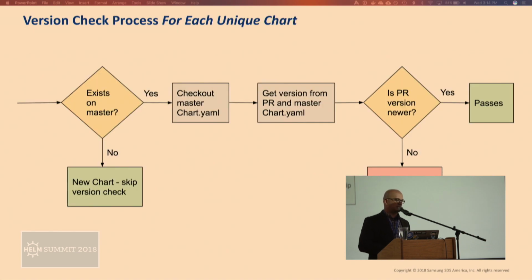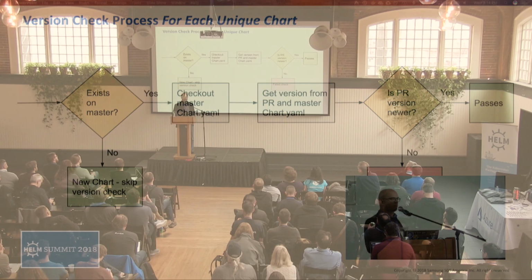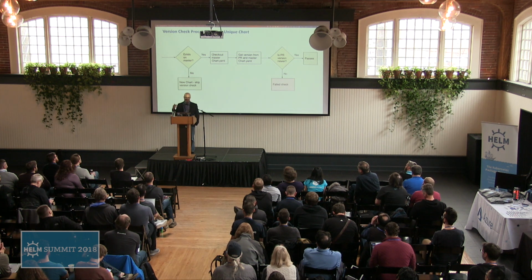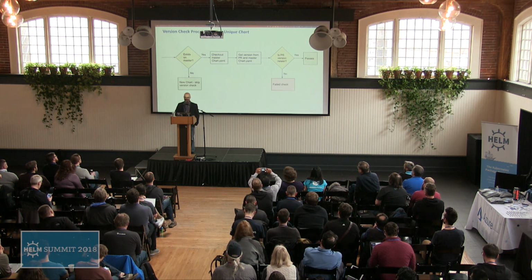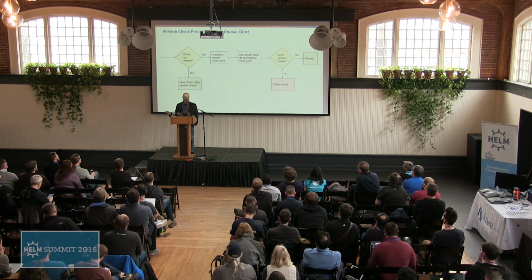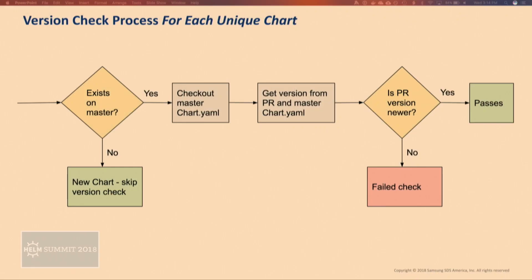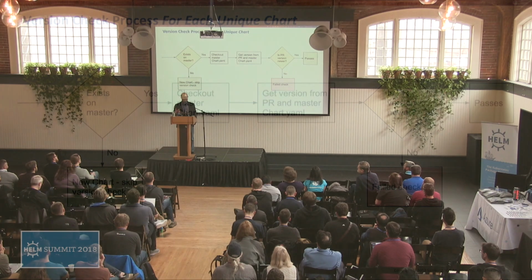And then we've got a little logic, right? Here's the logic for our shell script and our version checking that we do. And it says, is it new? Okay, you shouldn't have a version bump. If not, we actually check out the master version of that chart, and we grab the version out of it, and we grab the version out of the PR, and we say, is it newer? If it's not, we fail. If it is newer, it's fine. We actually do a little logic in a shell script to make sure that if it's a newer pre-release and things like that, that all works, and we make sure that whatever it is, it's a valid semantic version increase.